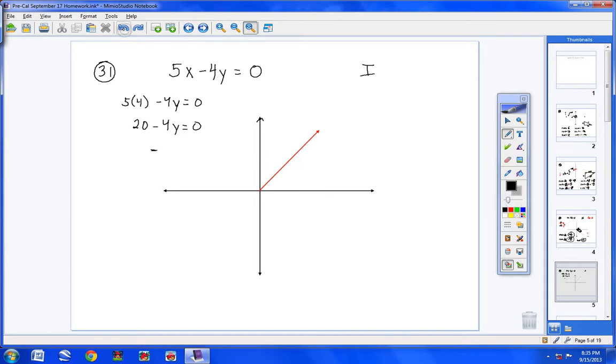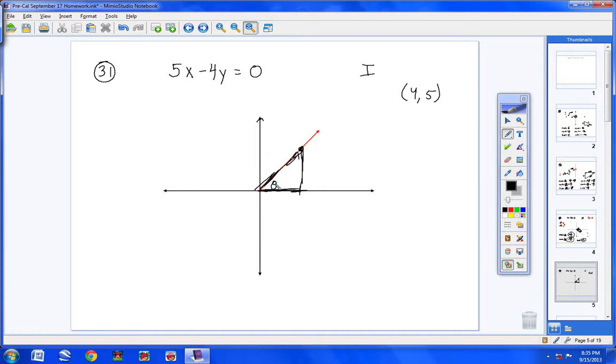So my ordered pair would be 4, 5. So there's my ordered pair right here. 4, 5. I put a 4 in for x and got a 5 out for y. So we'll put the ordered pair about right there. I'm going to go ahead and roughly sketch my right triangle. Come over, come down, come up.